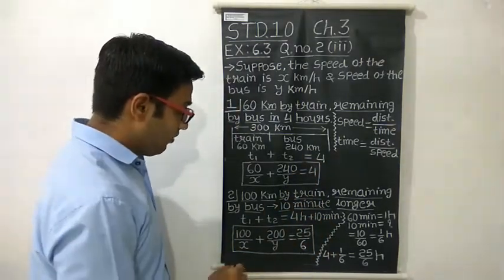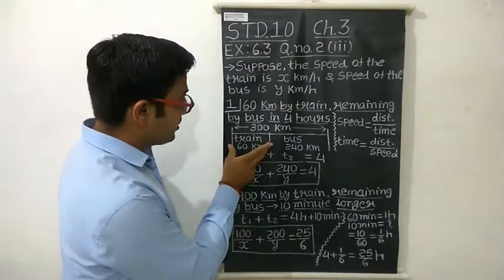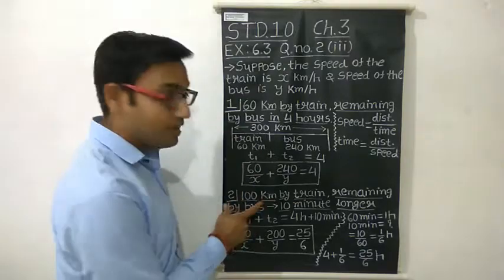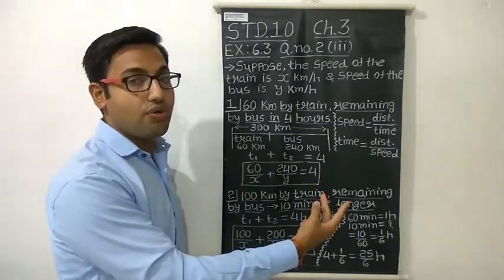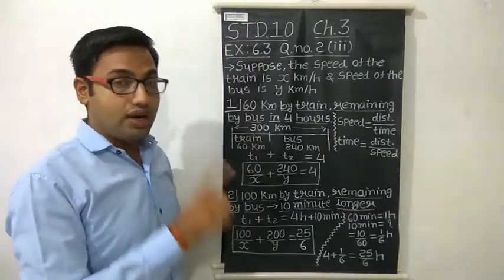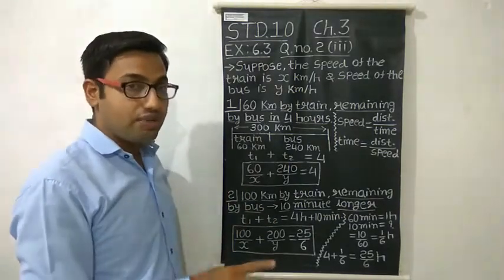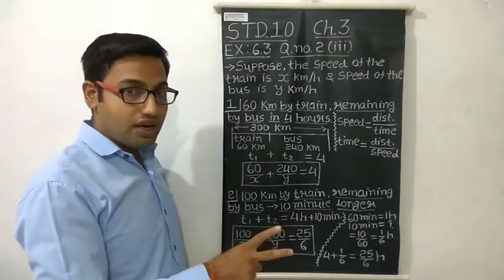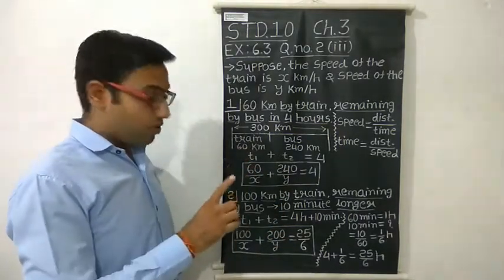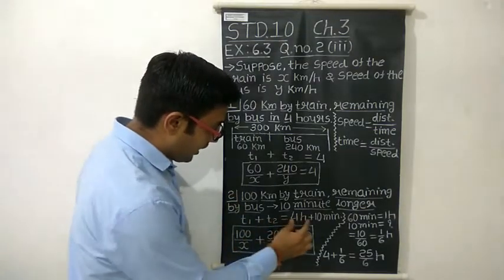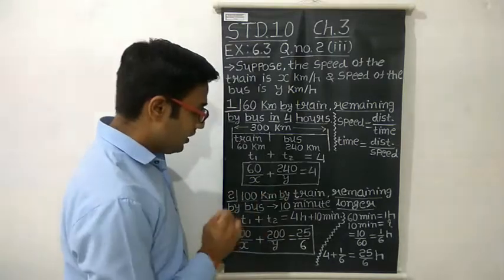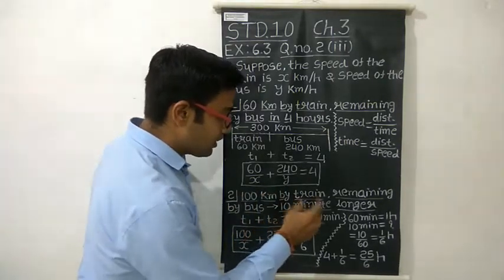Right? So now again we know that the first distance covered by the train is given as 100 kilometers. So the remaining distance is now how much? 200, because the total distance is 300 kilometers. So the 100-kilometer distance is covered by the train and the 200-kilometer distance is covered by the bus. Now here we have to take the time. Again, T1 is the time taken by the train and T2 is the time taken by the bus.